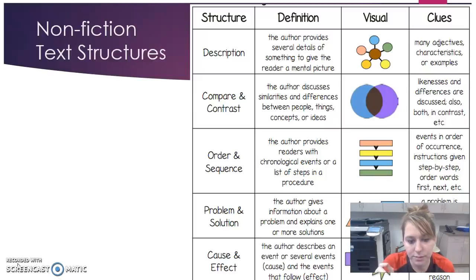When you're describing something in order, like time order of it happening, like this morning I woke up and then I went to Starbucks and then I came to work and I taught 3 classes and then I went to lunch. All of those things happen in order, so that's order and sequence. Problem and solution is like if you wrote an article on pollution and you talked about the problem first and then you proposed how to fix it, that's problem and solution.